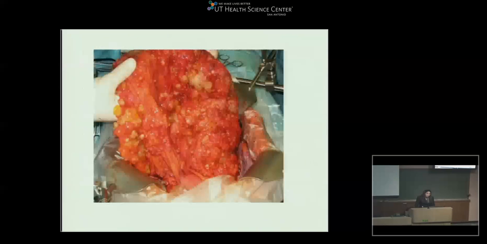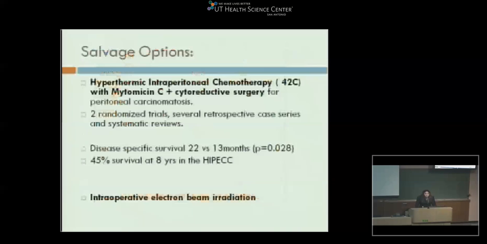Now let's go to metastatic disease, but in the form of peritoneal carcinomatosis. In this case, we go more with what we define as salvage options once you have peritoneal carcinomatosis. What is really big right now is doing the hyperthermic intraperitoneal chemotherapy, which you give at 42 degrees Celsius, associated with mitomycin C and cytoreductive surgery for peritoneal carcinomatosis. Cytoreductive surgery pretty much means that you resect everything that you can possibly see that has tumor involvement.